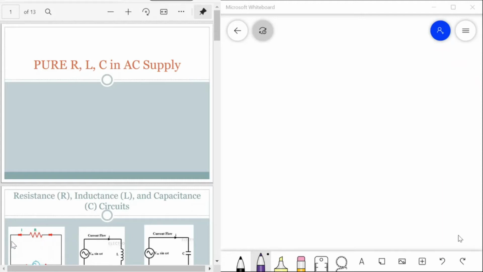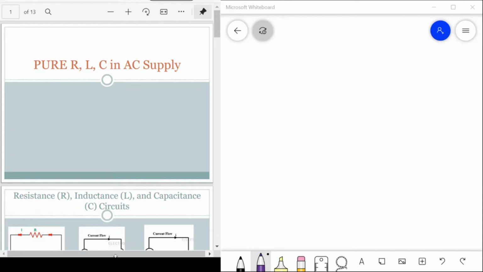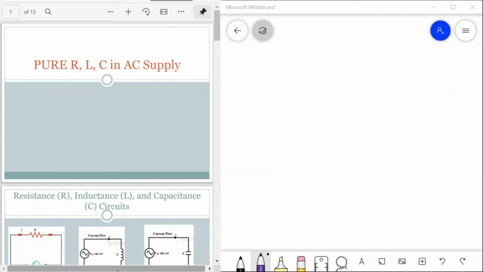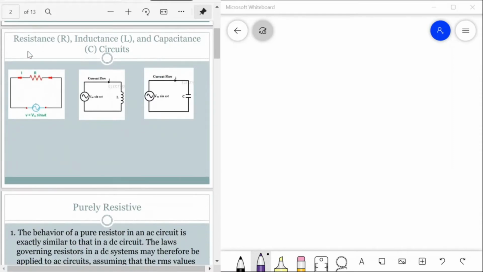So now we will discuss pure resistance, inductance, and capacitance connected to an AC supply. First, we will discuss the pure R. Resistance is denoted by R, inductance by L, and capacitance by C.